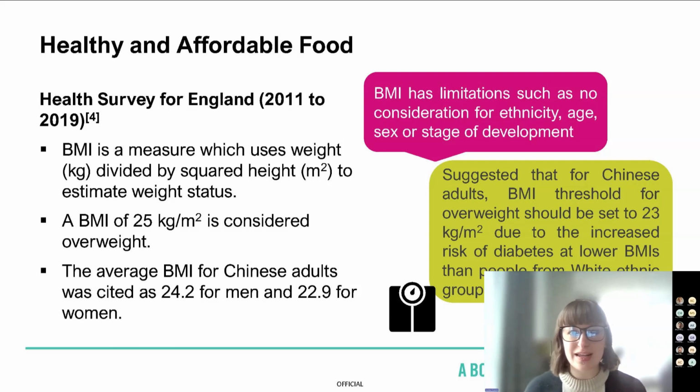So BMI, when we look at it as a measure of health, it looks at height and weight to give an estimated weight status. And in general, the NHS states that anyone with a BMI of 25 or over is considered overweight. When we look at how that compares to the Chinese population, for men, it was on average 24.2 and for women 22.9. So on the surface, it looks like the Chinese population is at low risk for being overweight or obese, which in itself is true.